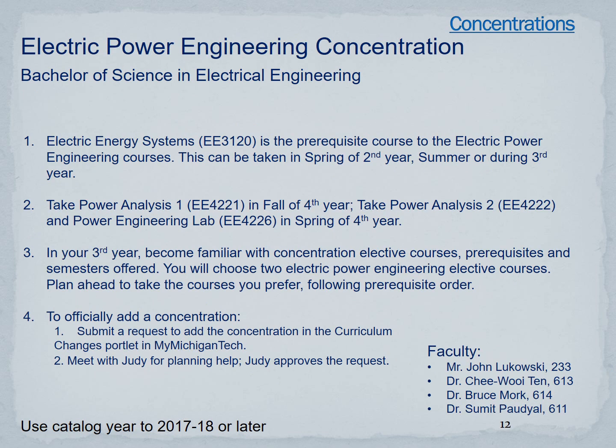The kickoff course for the Electric Power Engineering concentration is EE 3120, Electric Energy Systems. If you haven't taken it yet, take it during your 3rd year so that you can take Power Analysis 1 and 2 in the fall and spring of your last year.